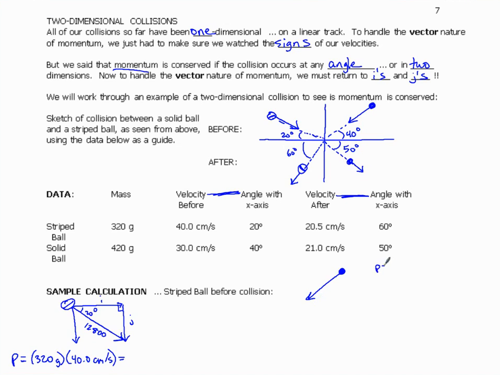We can find its momentum. It has a mass of 420. It has a velocity of 30.0. That's 12,600 grams times centimeters per second. This is the momentum. Here it is. And we want to know its horizontal component and its vertical component.